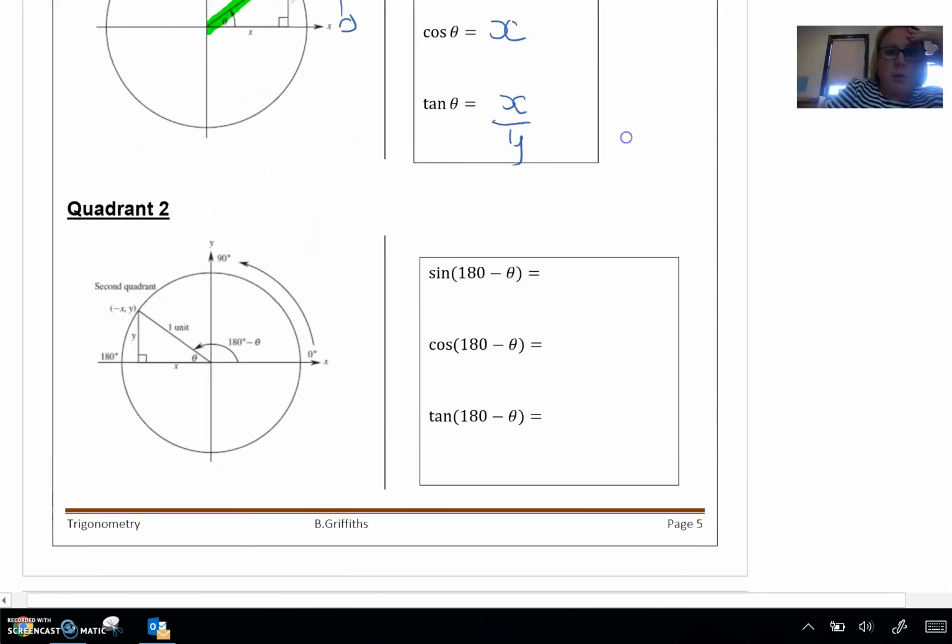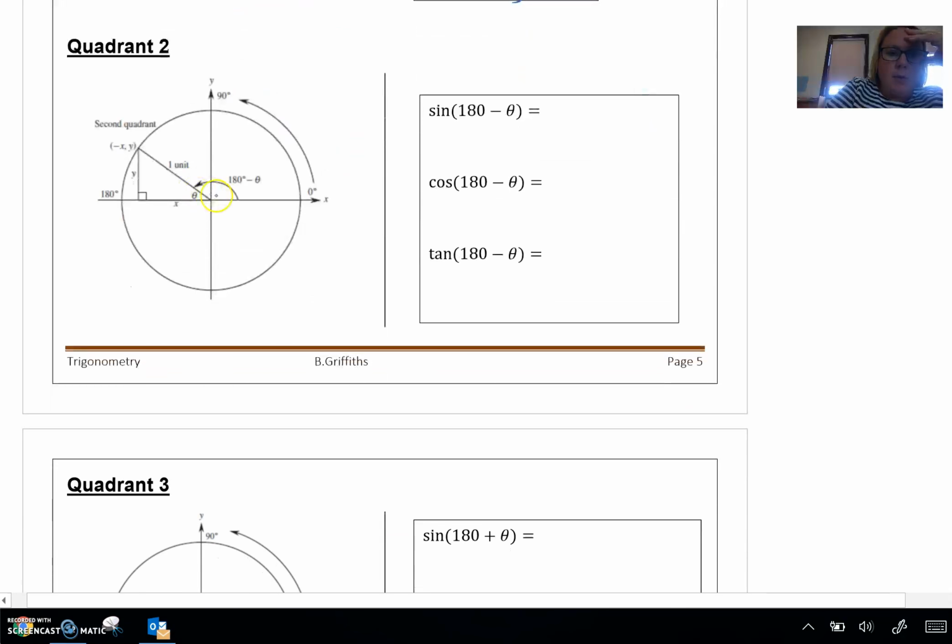Now what happens when we go to quadrant 2? We've still got our radius of 1, but our x value is now negative, because over here is negative on the Cartesian plane. Here, y is positive. So if we look at this theta, we would say, oh, it's 180 minus theta, but we would also say that that's equal to the sine of theta. But we'd also say that's equal to y on 1, which is y.